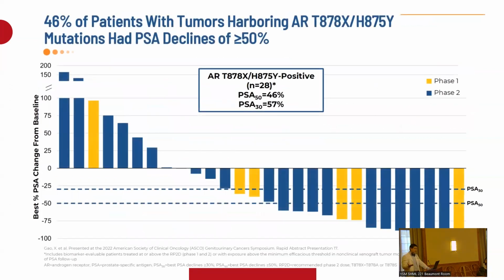So with the phase 2 trial, they saw that 46% of the patients with this AR T878X/H875Y genotype had a PSA reduction of more than 50%. Again, this may not seem like a very encouraging number, but just to remind you, these patients have failed multiple lines of treatment up to this point, and so this is actually quite encouraging, and I think that's why they push on this number pretty hard when they release their data.